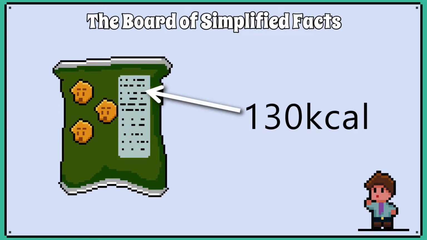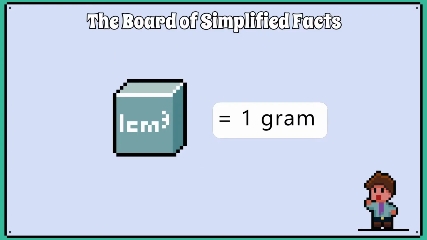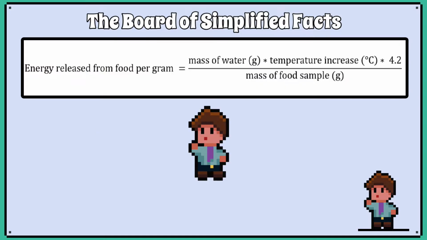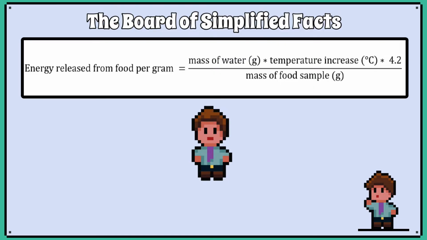Calories on food labels essentially describe how much energy is in that food. It takes roughly 4.2 joules of energy to raise the temperature of 1 gram of water by 1 degree Celsius, which is what scientists call the specific heat capacity of water. 1 centimeter cubed of water is equal to 1 gram. Luckily, all you need to do is plug the numbers from a question into this equation, which is given to you in the exam, and you do not need to worry about calories or the specific heat capacity of water.